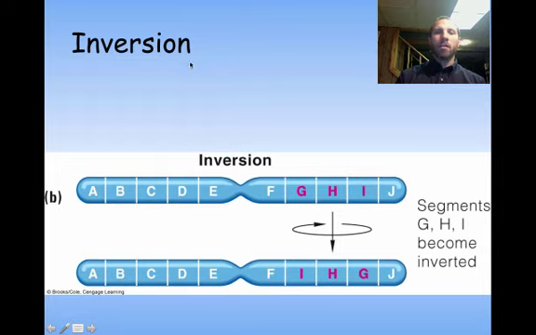Inversion, remember to invert means to flip, to reverse. Here we have our chromosome A, B, C, D, E, F, G, H, I, J. Segments G, H, and I become inverted. They flip, and now that order I, H, G is different. Believe it or not, just switching the order is enough to change how the genes function, the proteins that they produce, and obviously the functions that they carry out. So inversion is reversing the order of the genes within the chromosome.